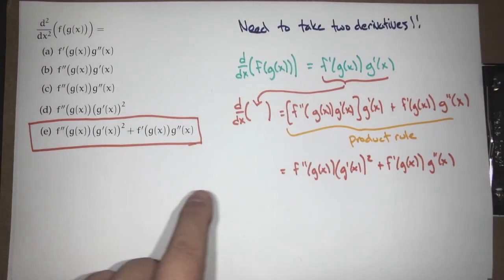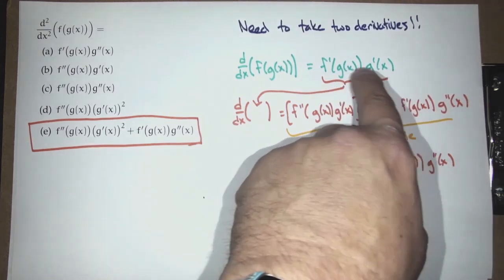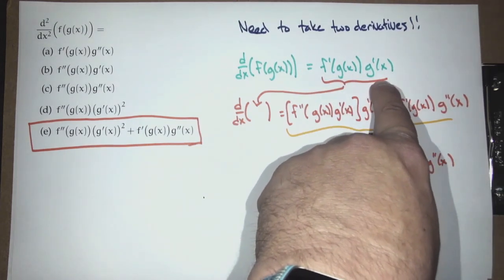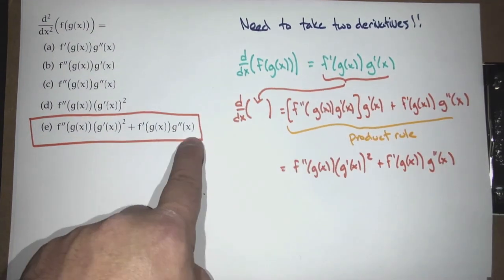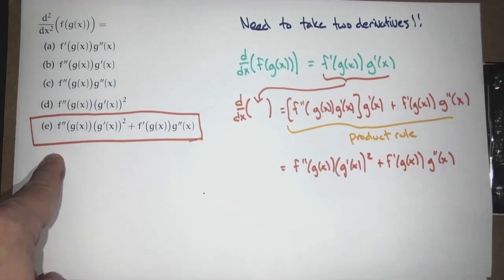Now, what's the thing? First derivative, you're going to have two terms. So you're going to have a product rule. So your answer better have two pieces to it. So E was kind of the giveaway. It had two parts.